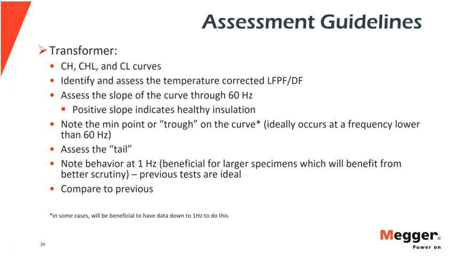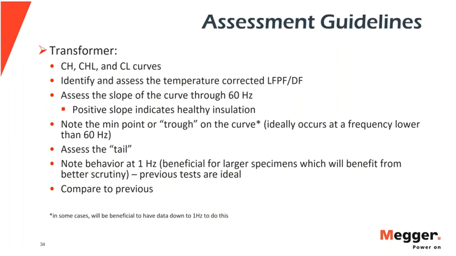Now, as far as assessment guidelines for a transformer, just like you have always done with power factor testing, for a two-winding transformer as an example, you measure a narrowband DFR test for CH components, CHL components, and CL, and generate three separate curves.